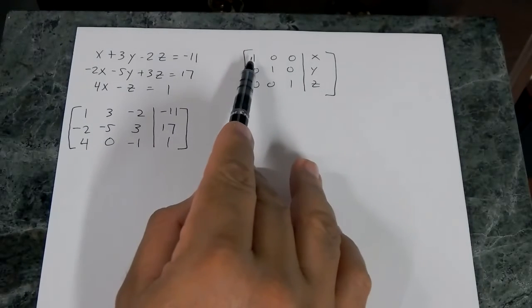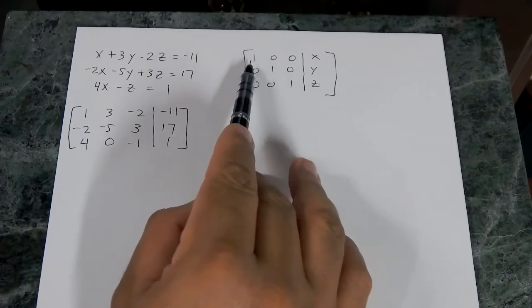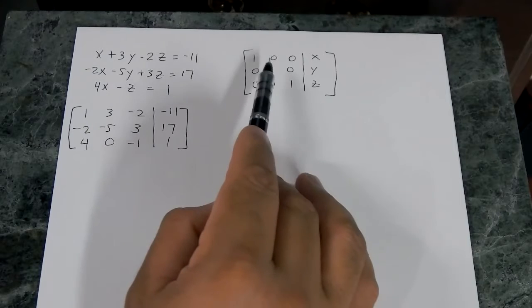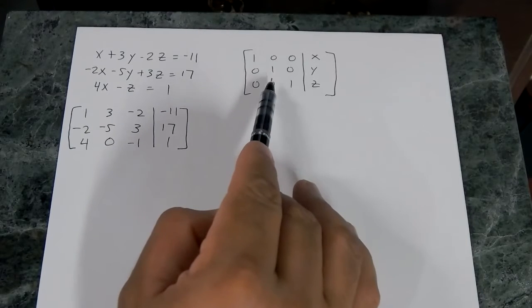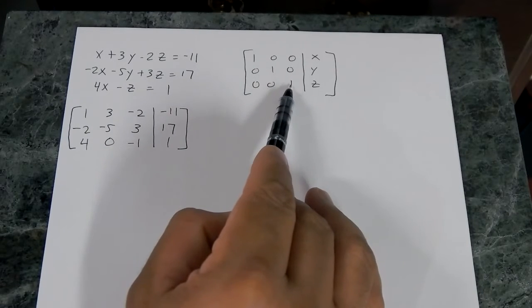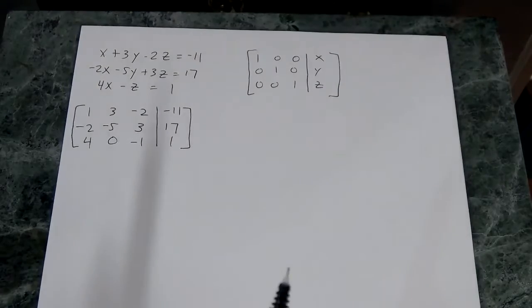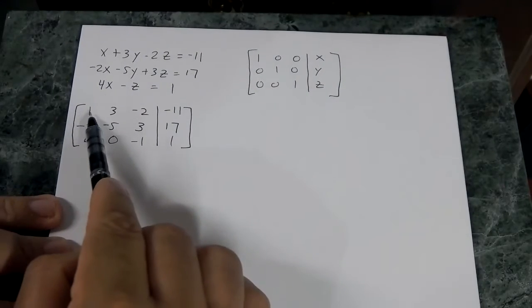So first, start with a 1. Once you get the 1, then make them into zeros. Then get the 1 in the middle. Then make those into zeros. Then get 1 at the bottom. Then make those into zeros. All right. Oh, look, I have a 1.